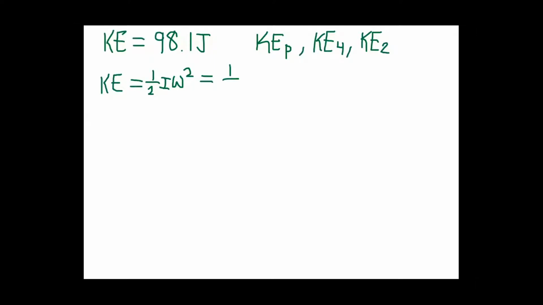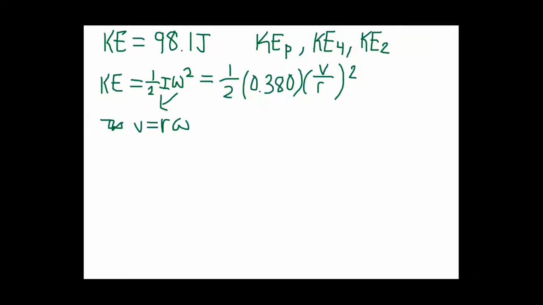So we're going to be using that. And 1/2 is equal to, we were given a value of I at the beginning of the problem, and that is equal to 0.380. So you will not have to solve for that in this problem. And omega, we don't necessarily have. But as we're solving for a value of velocity, I don't necessarily want to write omega as omega because that doesn't give me any information I want. So instead, I'm going to rewrite it as v over r squared. This is because I know that v is equal to r omega. So I can say that omega is equal to v over r.